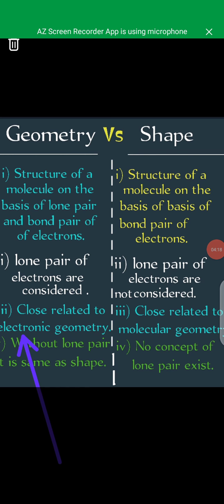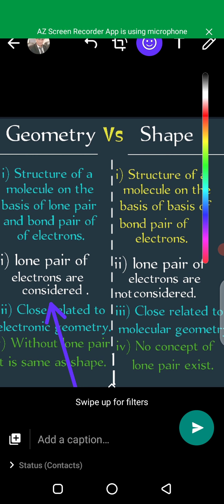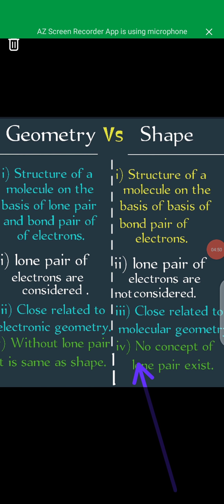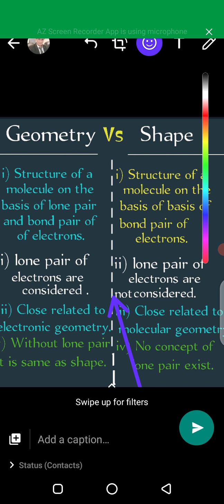Point number 4 tells us that whenever we do not have any lone pair of electrons on the central atom, in this particular case the geometry and shape of a molecule will be the same. Without lone pairs of electrons on the central atom, the shape is the same as the geometry. No concept of lone pair exists. In the case of shape, we do not integrate the concept of lone pair; we just omit it.